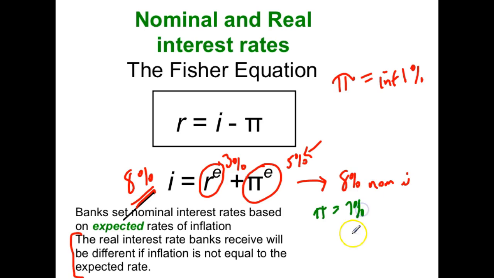Now, at the end of that year, what is the bank's real return? It's not the 3% they wanted, it's 8% minus the 7%. Bank's only getting 1%. This is why lenders lose when there's unexpected inflation. Remember, we talked about that pretty early on in Unit 2.